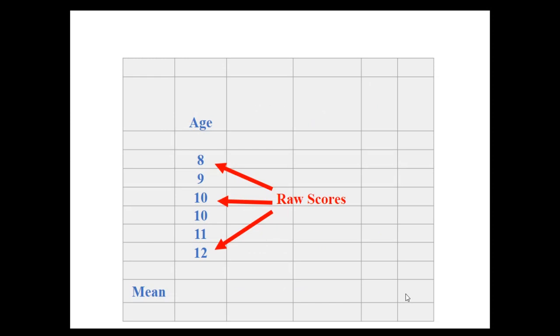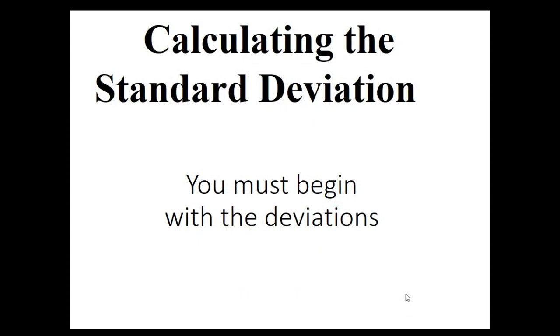We'll be using exactly the same raw scores that we used to calculate the average distance from the mean. These are the ages of 6 children, same 6 kids we had before: 8, 9, 10, 10, 11, 12, kids ranging from 3rd grade through 7th grade. Now, before calculating the standard deviation, you have to start with the deviations. So before you ever get started, you need the deviations. Remember, it's called the standard deviation. So let's get those deviations first.